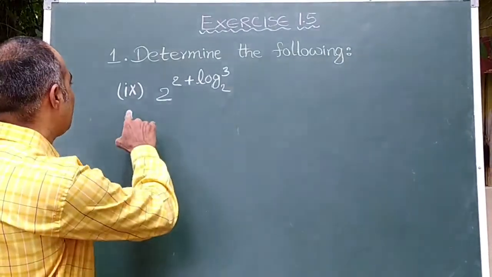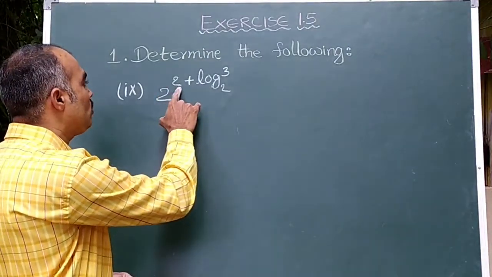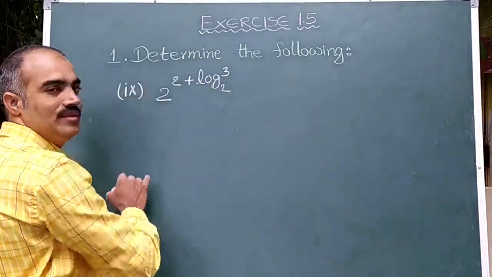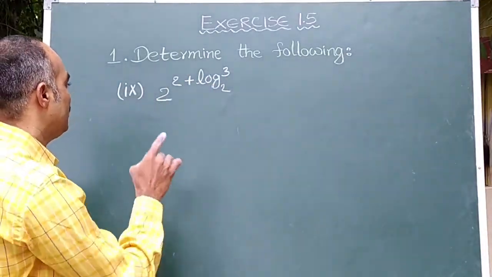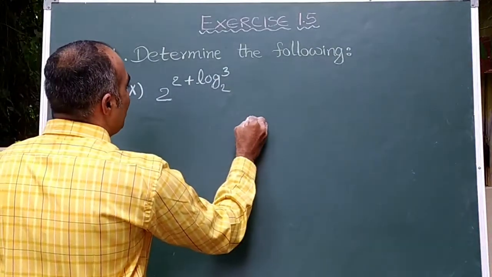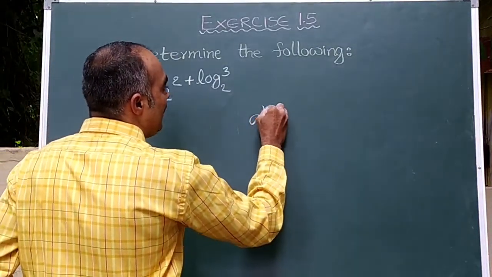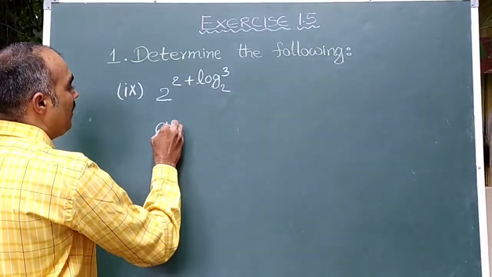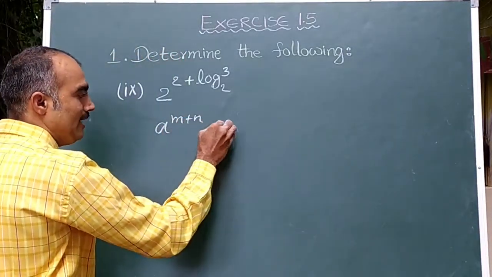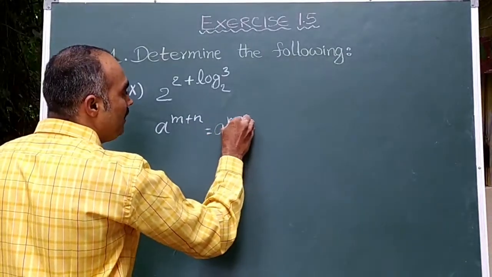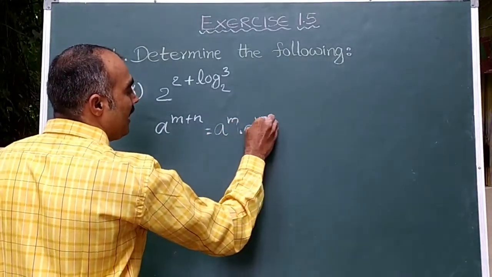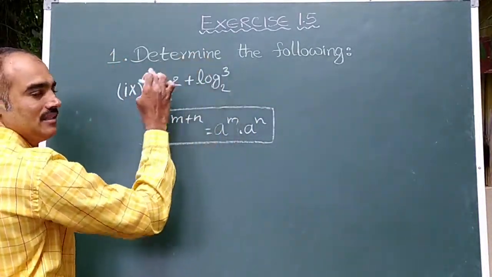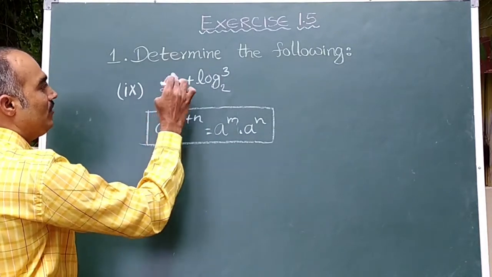Now let us see the next bit, 9th bit. 2 power 2 plus log 3 base 2. See children, here it looks complicated, but this is a very easy problem children. So let us see here. First, here a power m plus n. So here I write the formula here children. A power m plus n can be written as a power m into a power n, right? So here same logic let us apply for this. So let us take it as a power m plus n.